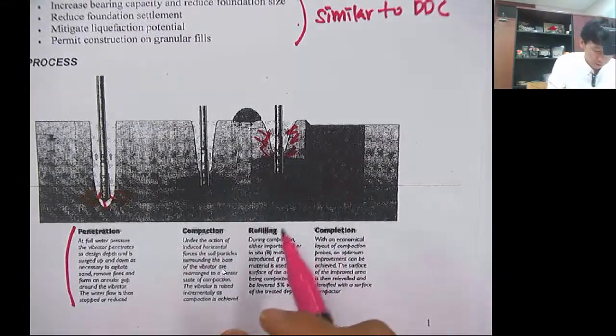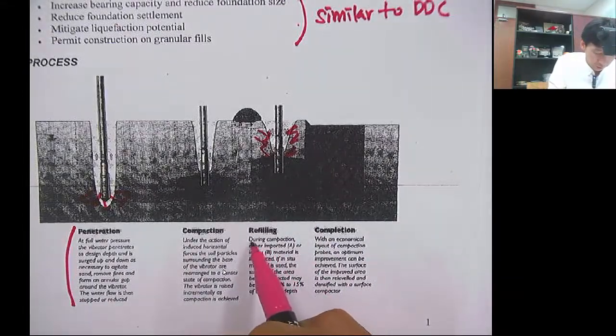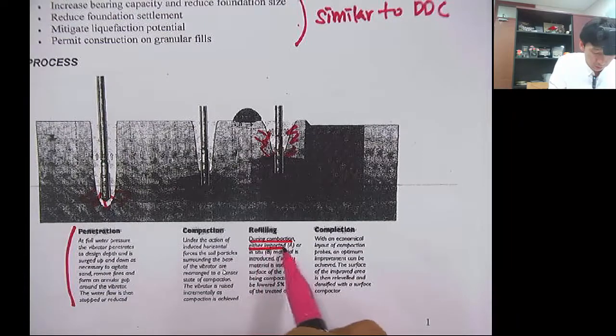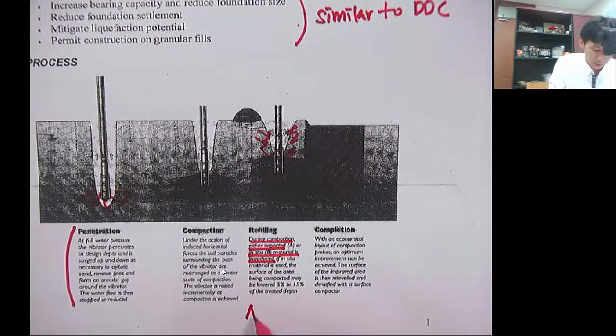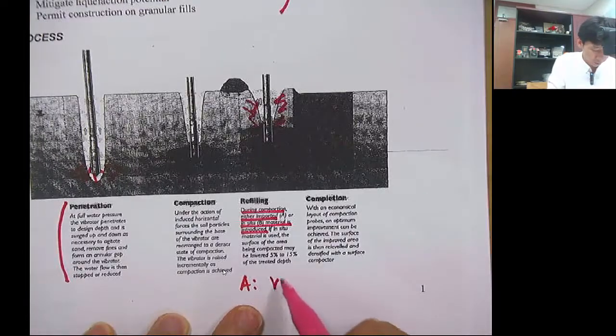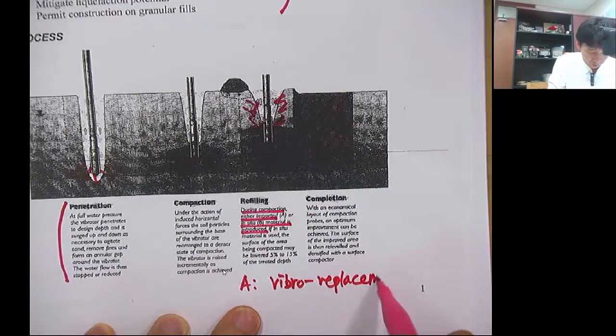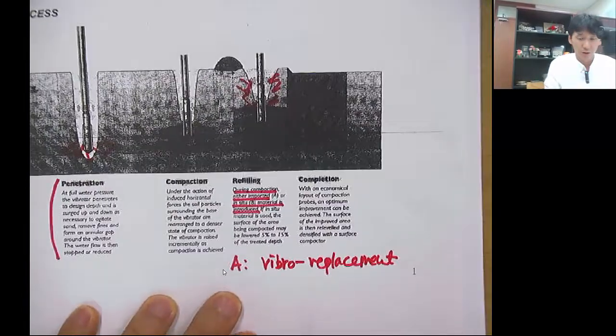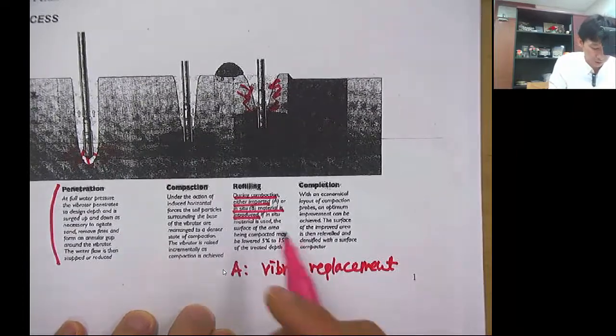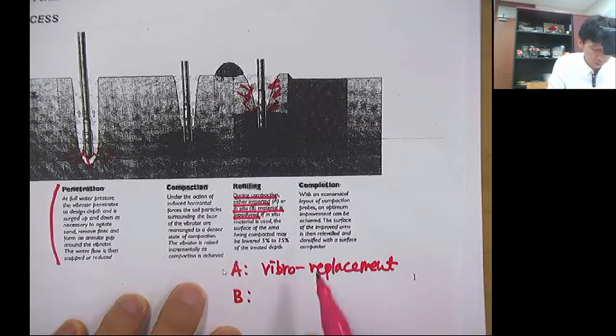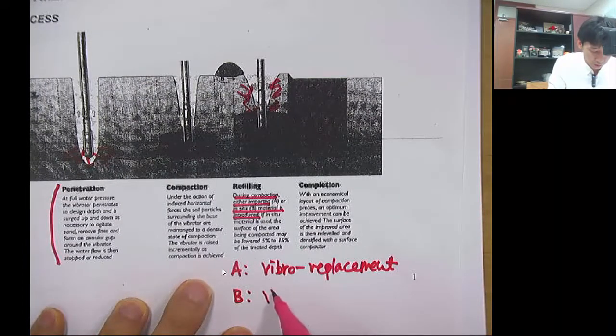And here you can see that during this compaction, either imported or in situ material is introduced. If the imported material is introduced, then it's called the vibro replacement, like the gravels or the stone columns. If in situ material is used, typically it's called the vibro compaction.